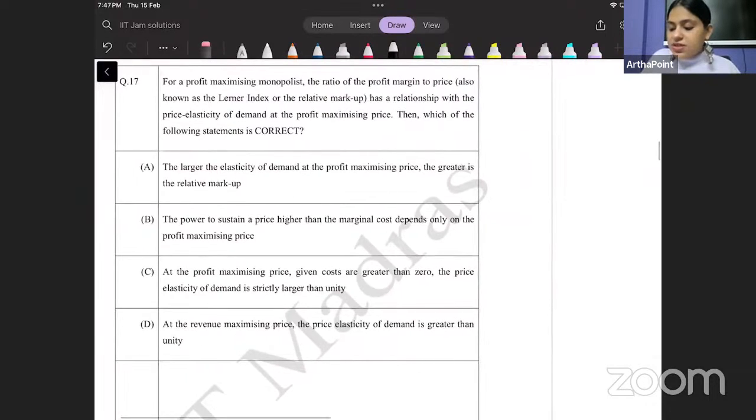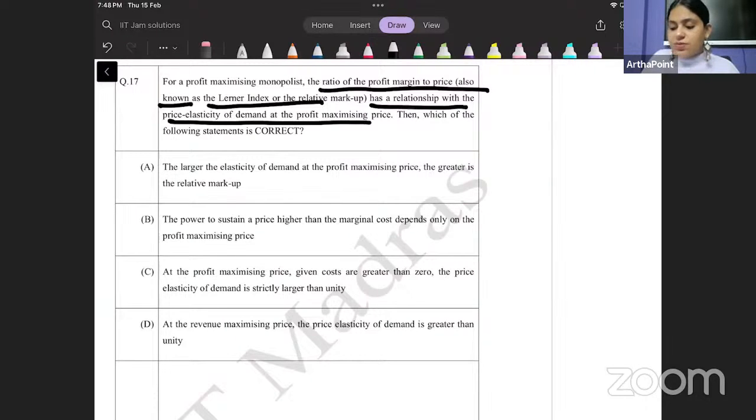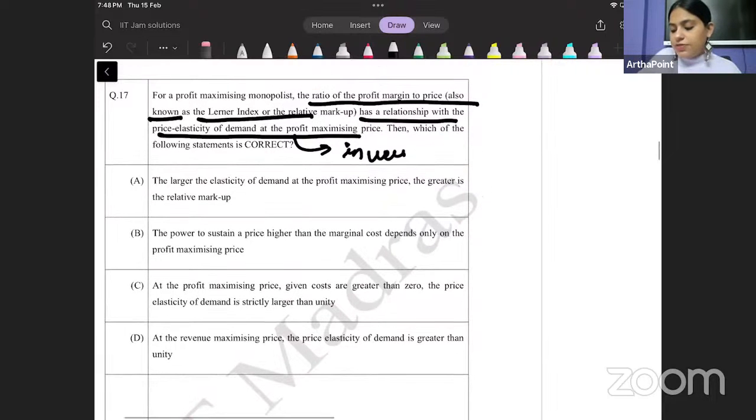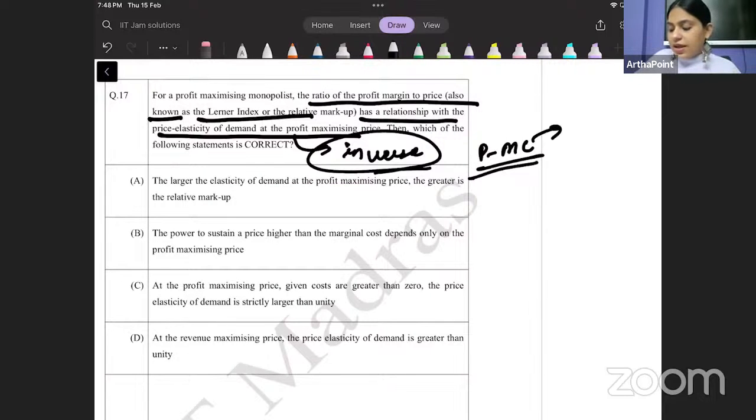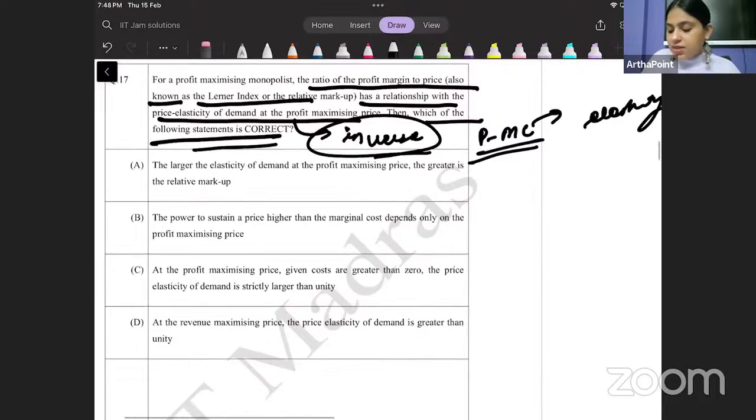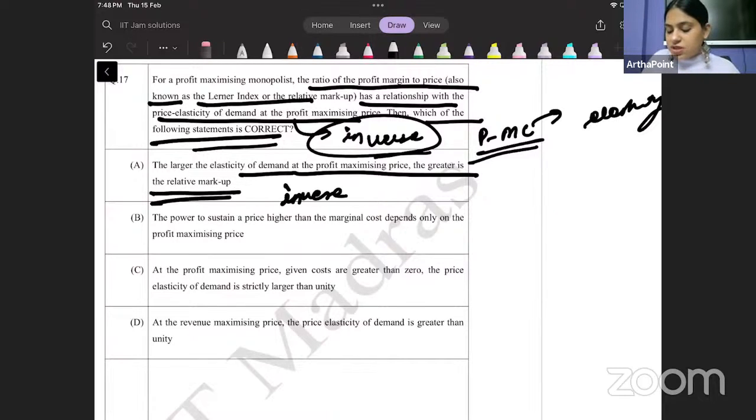For profit maximizing monopolists, the ratio of profit margin to price is known as Lerner's index, which has a relationship with the price elasticity of demand. We know that there is an inverse relationship between markup and elasticity. So what is the question saying? Which of the following statements is correct? The larger the elasticity of demand, the greater is the markup. It is an inverse relation, right? So this itself is not correct.